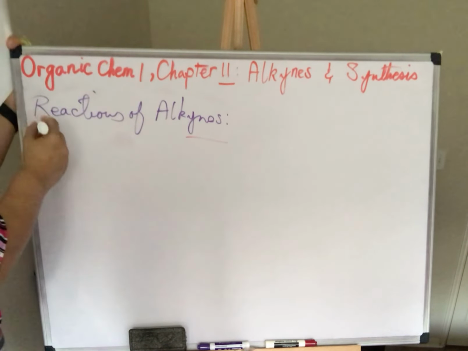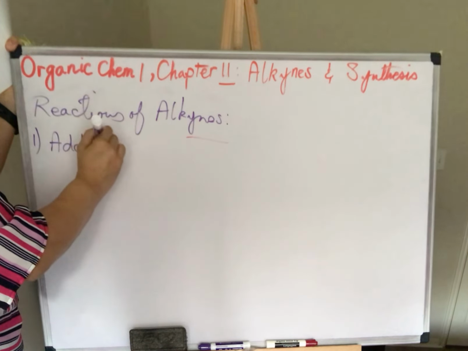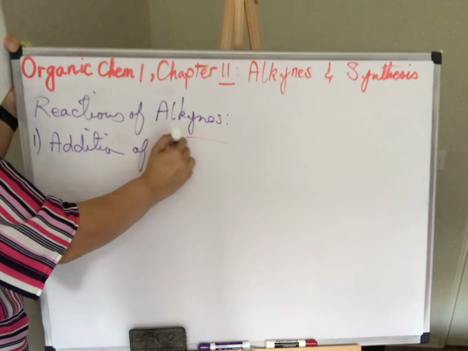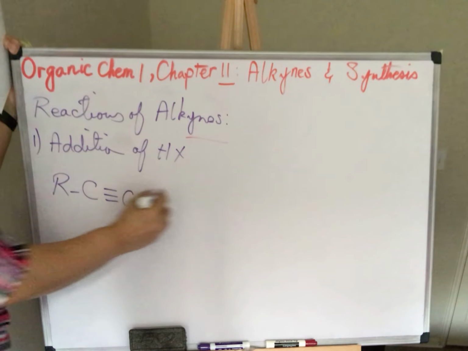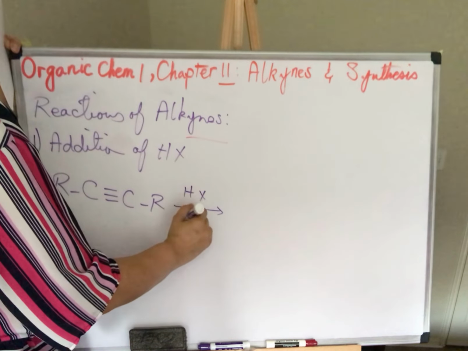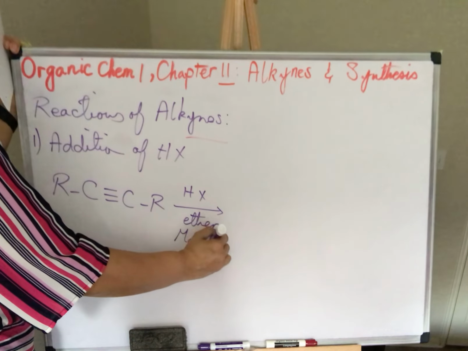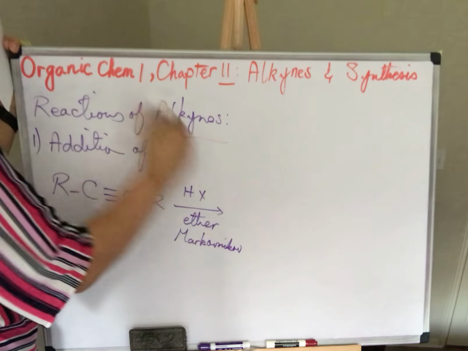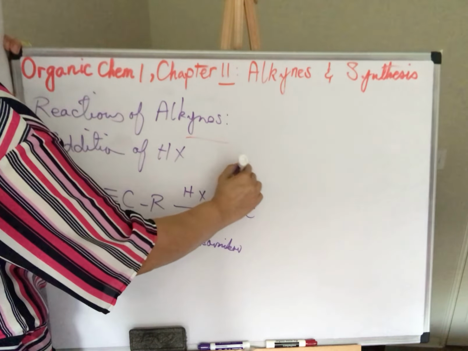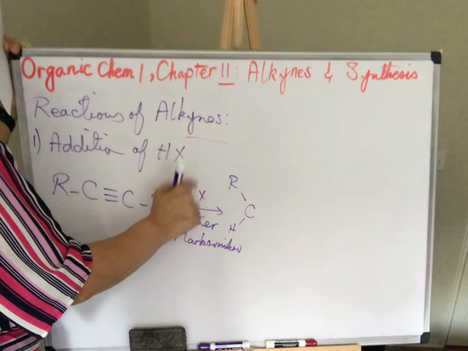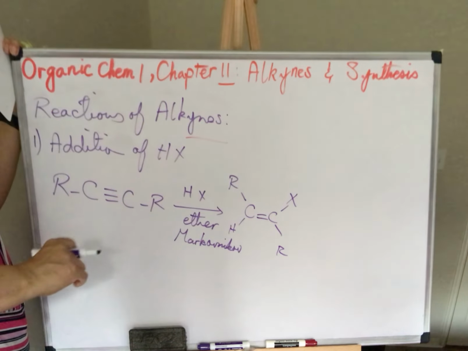So, addition of HX. Let's say you have an alkyne and you add HX in ether, we go with the same rules of Markovnikov. If there is any difference between the carbons as far as the number of hydrogens, it still follows the Markovnikov rule, and it will form an alkene, just 1 mole, right? 1 mole is enough to change an alkyne to an alkene.